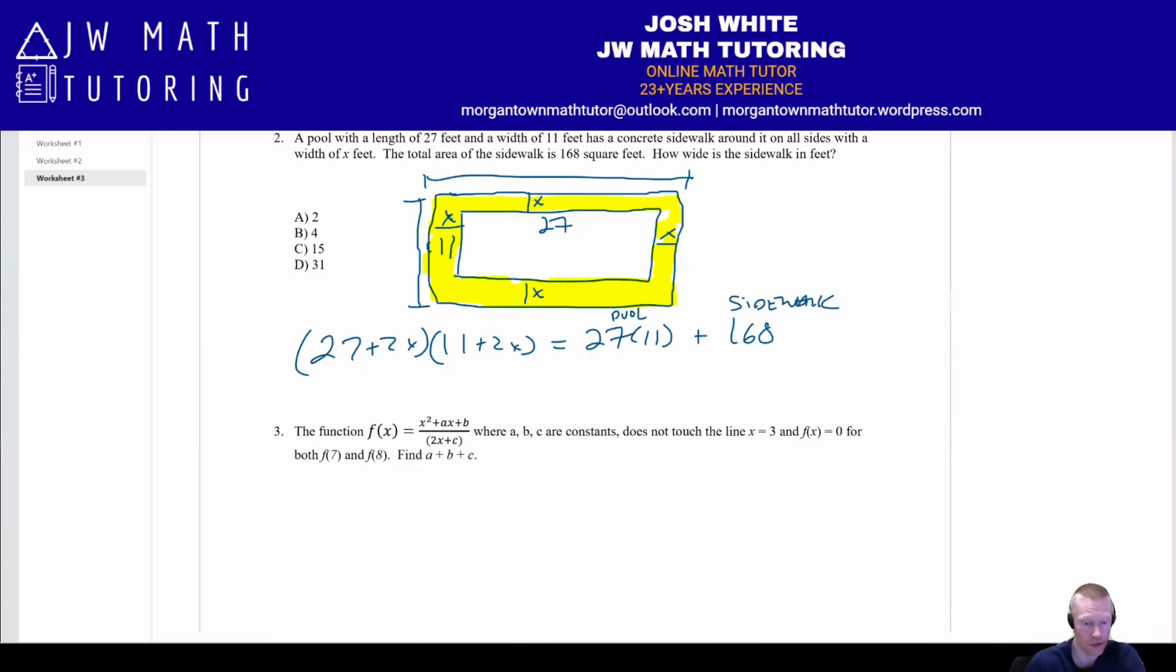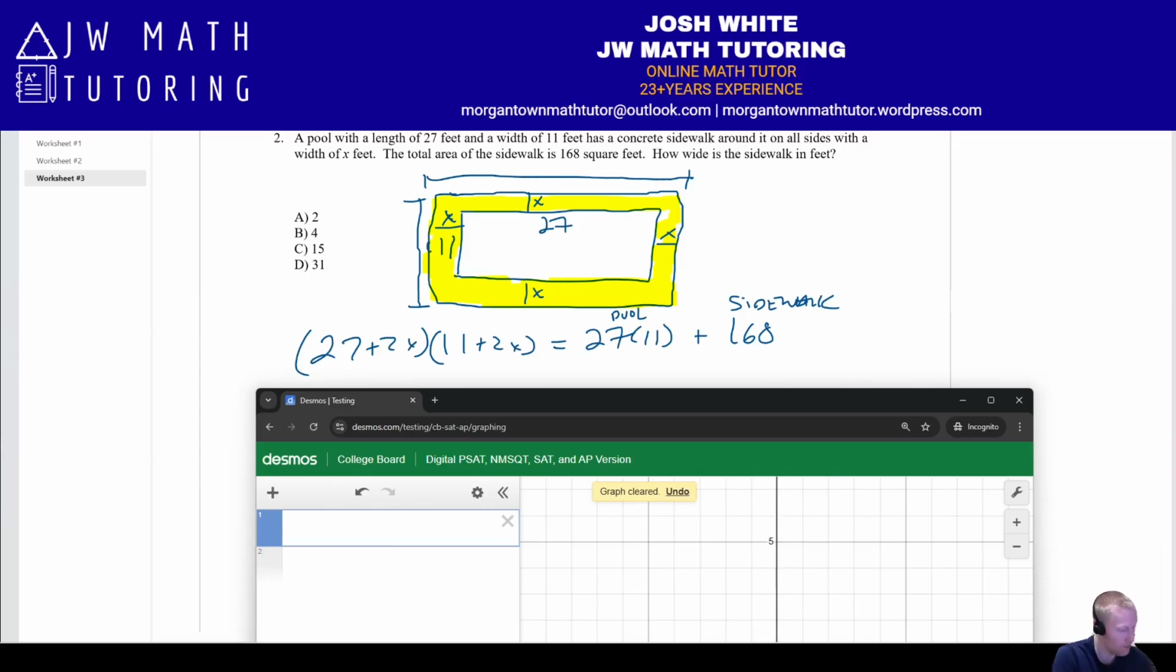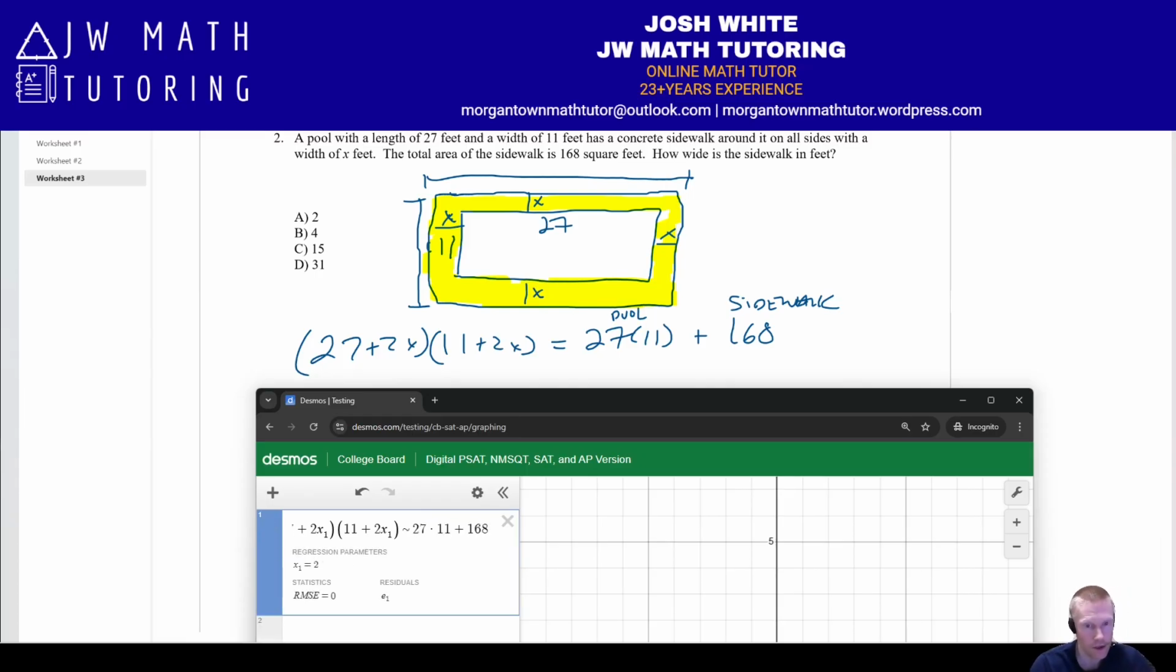So for this equation, you can just go ahead and solve it out, or you can go straight to Desmos. So let's go to Desmos and solve it in there. Okay, so notice here it gives me a value of x1 equals 2. There are technically 2 solutions.